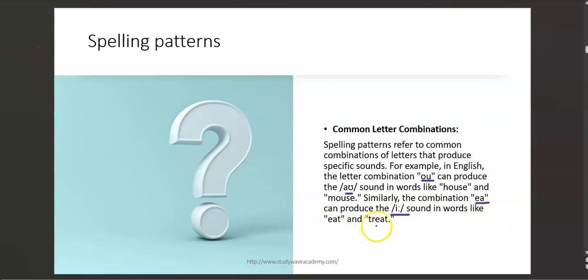Sounds like eat and treat. So look at these sounds, eat and treat, okay? These are also rhyming words. Eat, treat. So you have the sound E in the middle of these words. So these sounds are similar.